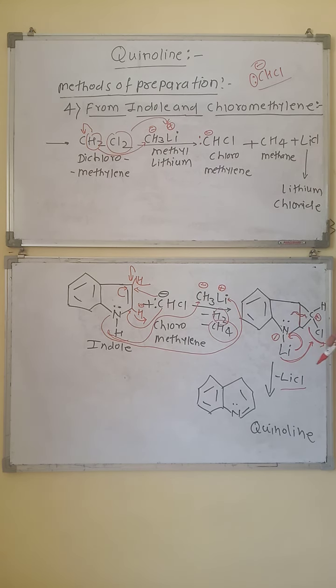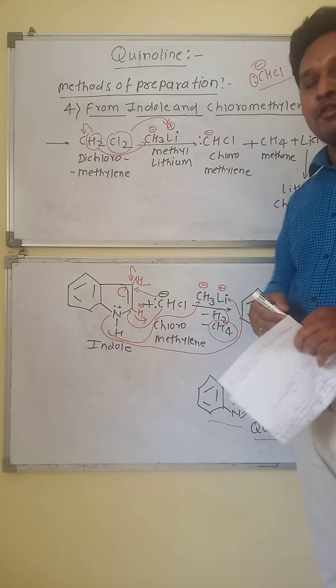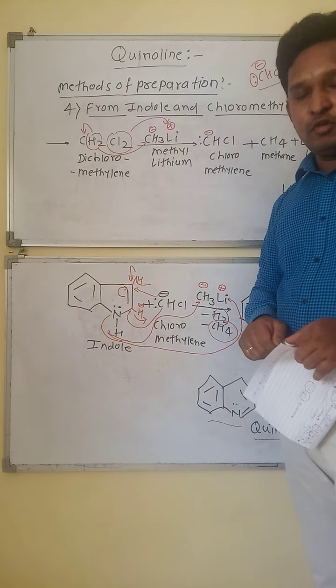In this way, a cyclic reaction takes place. This carbon goes inside the ring, and there is formation of the six-membered pyridine ring along with the benzene ring like this, and removal of lithium chloride. So we get the quinoline. Okay, this is about the reactions of indole and chloromethylene. This is about the methods of preparation of quinoline.